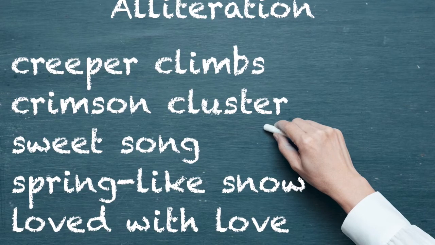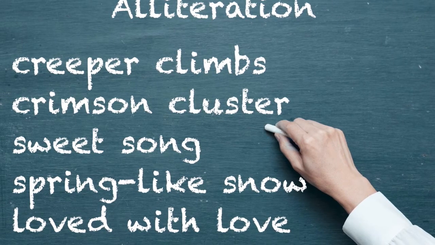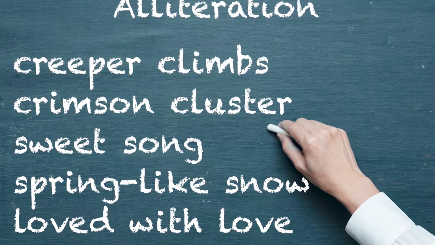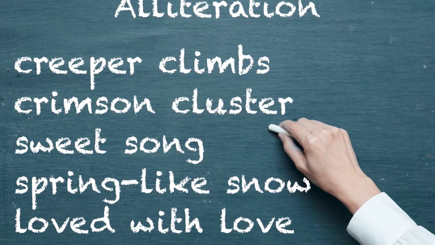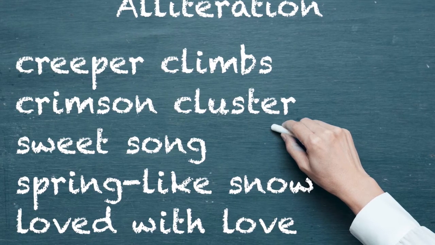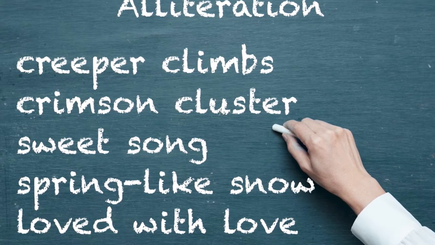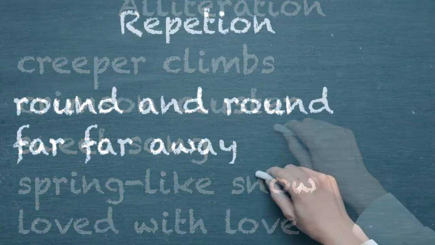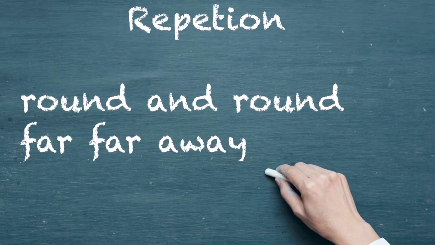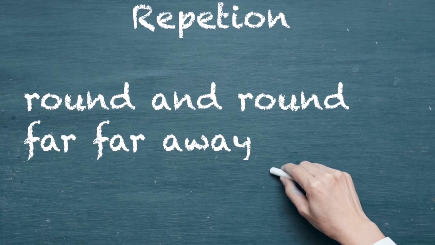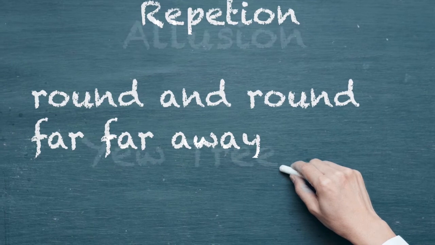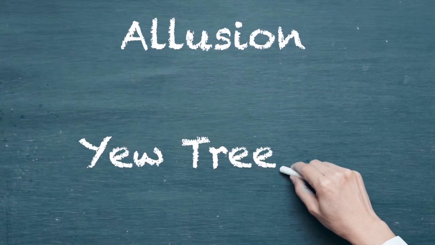Next one is alliteration. Creeper climbs, both start with C. Then crimson clusters, both start with C. Sweet song with S. Spring like snow with S. Loved with love with L. Next one is repetition. In round and round, the word round is repeated, and in far, far away, the word far is repeated.